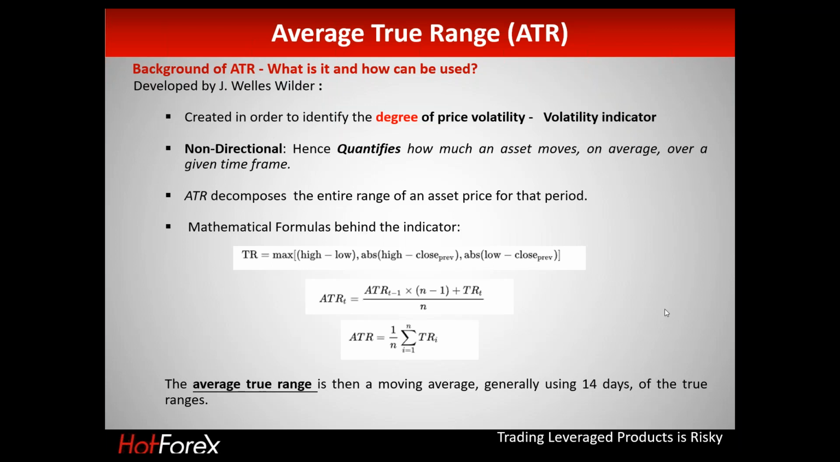Also, we're taking into account the current low value of the day minus the previous closure value of yesterday's session. And also the current high price minus the previous high price. So by taking these three into consideration, the true range value is actually the largest one of those three. Okay, that is what this formula is for.